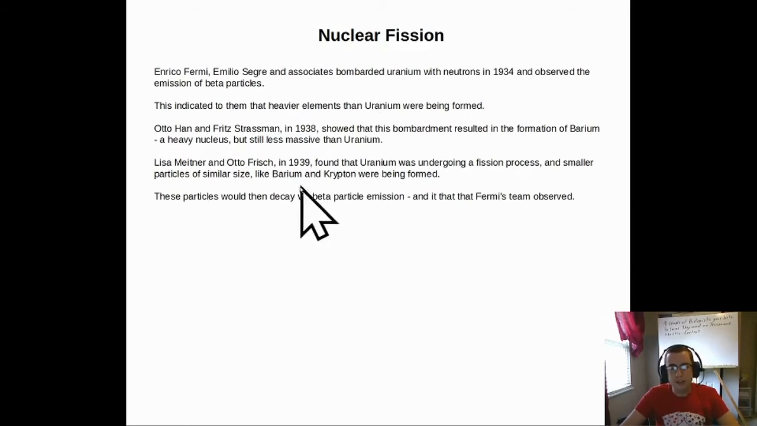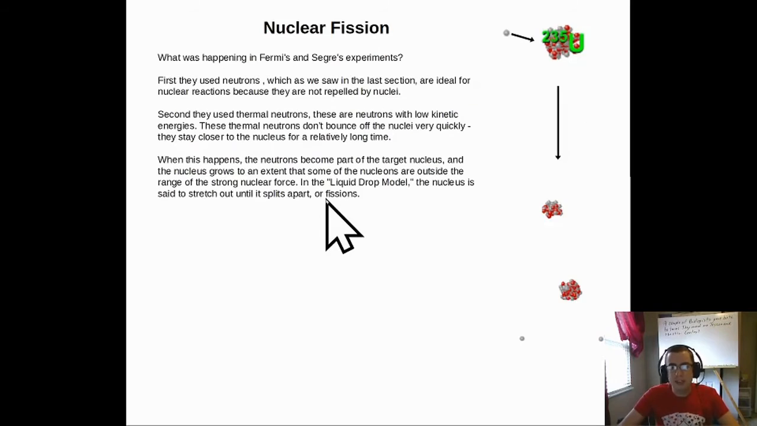It took about 5 years to figure out what exactly was happening, to figure out that nuclear fission was a thing. Again, they used neutrons to do this, and they bombarded uranium-235 with it. Specifically, they use what are called thermal neutrons.